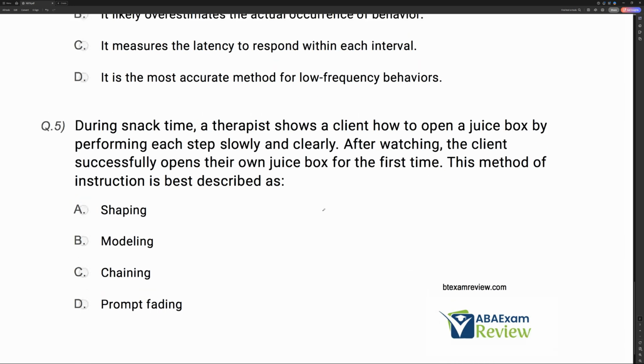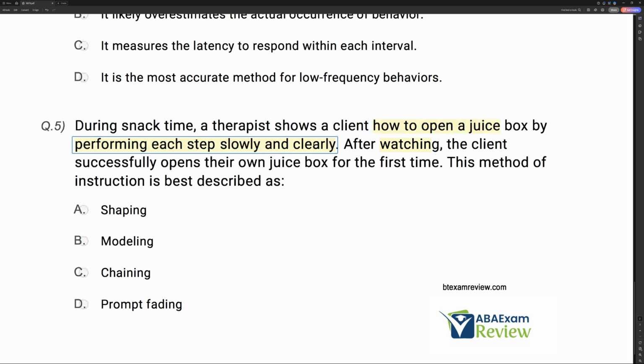During snack time, a therapist shows a client how to open a juice box by performing each step slowly and clearly. After watching, the client successfully opens their own juice box for the first time. This method of instruction is best described as what? Okay, I read that too quickly. It happens as well. After watching, the client successfully opens their own juice box for the first time. What did the client watch? Well, the client watched the therapist do what? How to open the juice box by performing each step slowly and clearly.